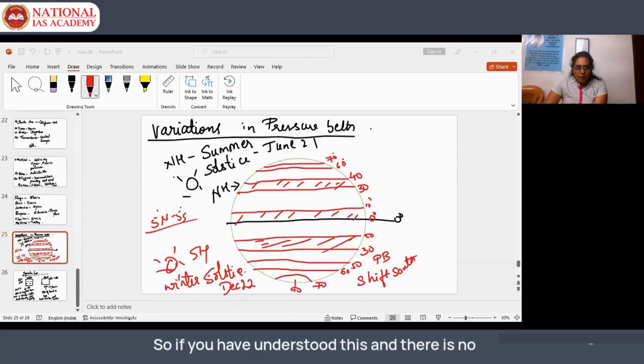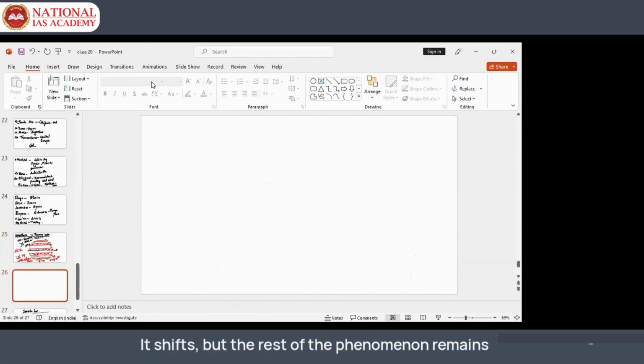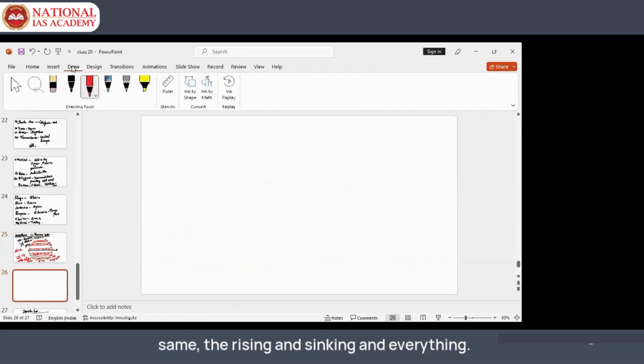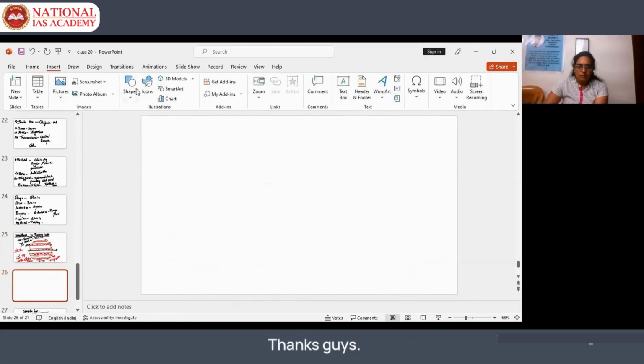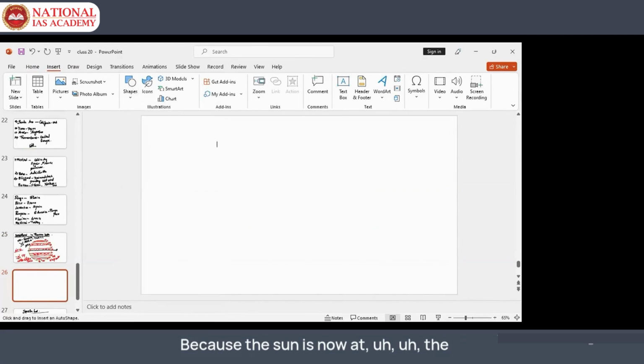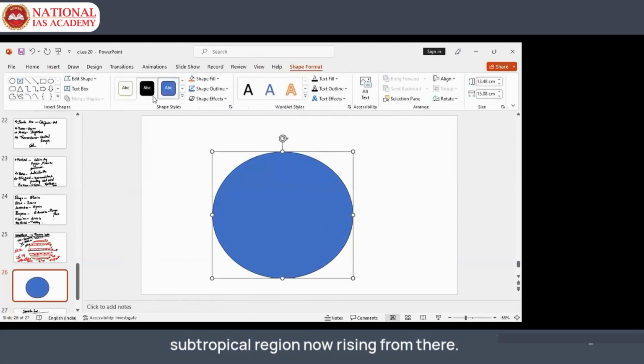Okay, so if you have understood this and there is no doubt with respect to this, next we will go to your pressure belts individually. When you see it, what will happen to it in case of your solstice? Okay, so what are the conditions? Yes, one. So, ma'am, it shifts, but the rest of the phenomenon remains same, the rising and sinking and everything. No, it changes. Because the sun is now at the subtropical region, now air will start rising from there.